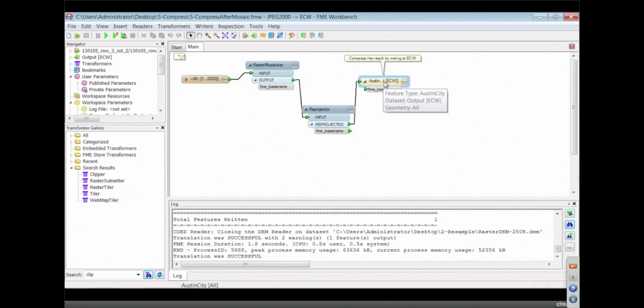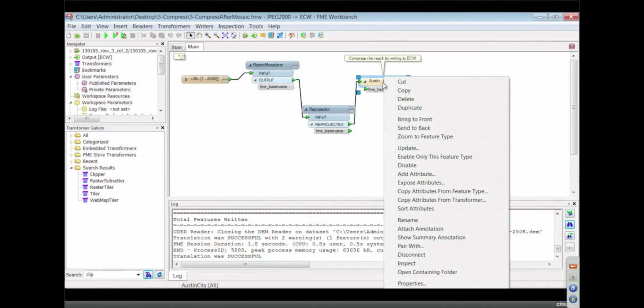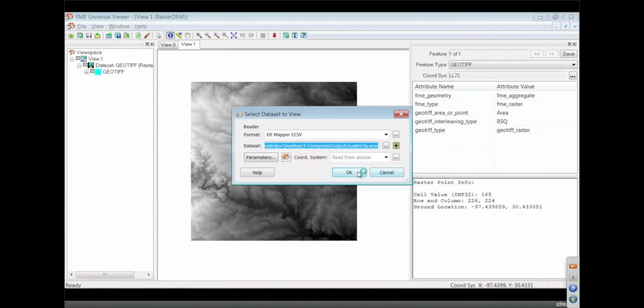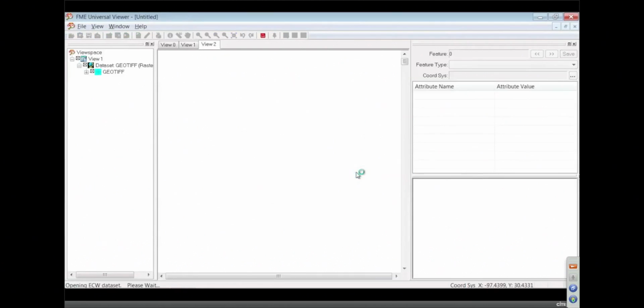And that compression does take a little while. I think this one here, this is a pretty big one. I think I ran it last night. It took about 2 minutes. So let me just show you the result of looking at that thing.